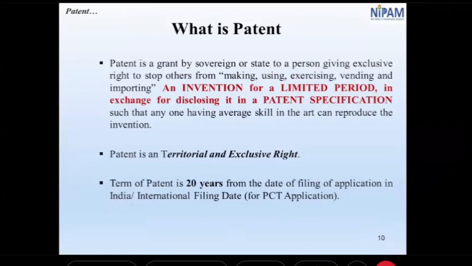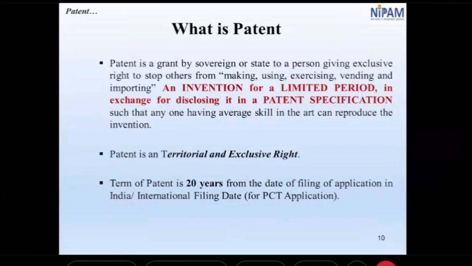A patent is granted by a sovereign or state, that means the Government of India, to a person, that means you. There are two entities, it's a mutual deal. The Government of India is giving you the exclusive right to stop others from making, using, exercising, vending and importing, right? That is what the Government of India is giving to you. In lieu of that, what you are giving to the GOI is an invention, for a limited period of time, in exchange for, here is the mark, in exchange for.